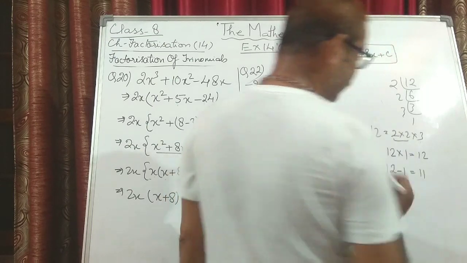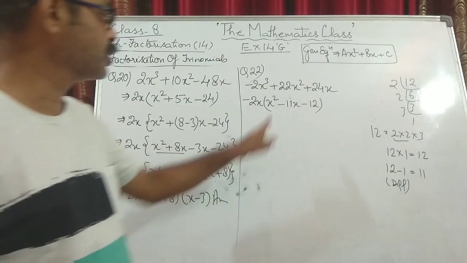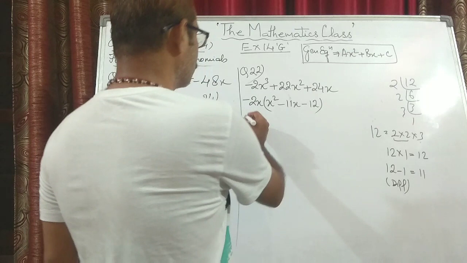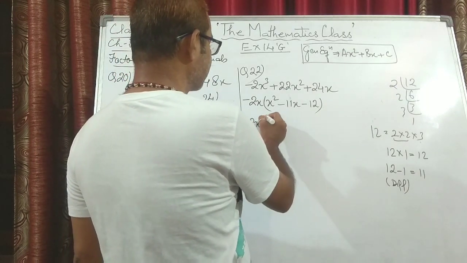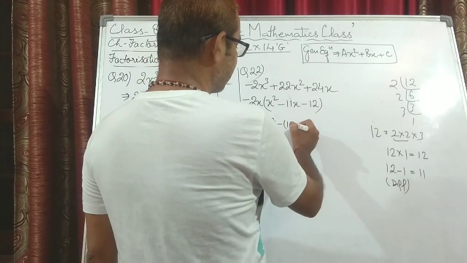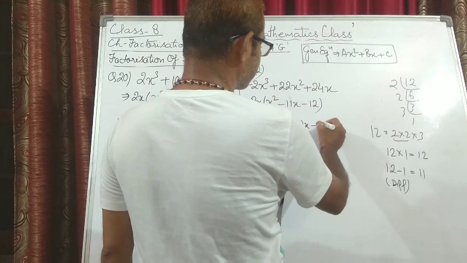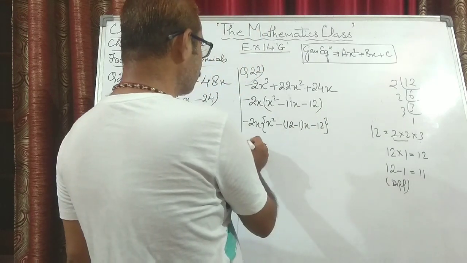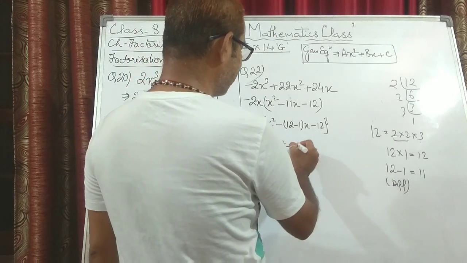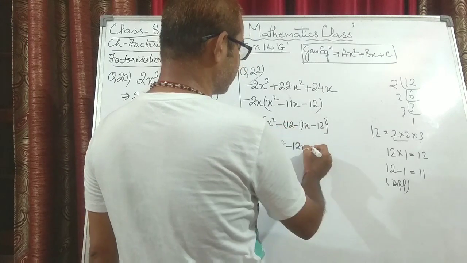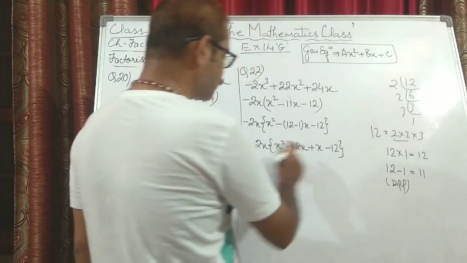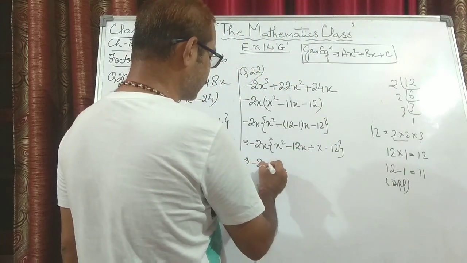And what was told, that either the sum or the difference should be equal to the middle term. Now minus 11 can be written as 12 minus 1. So here I'll write minus 2x, and here it will be x square minus 11x can be written as 12 minus 1 times x minus 12. Now when you open the bracket, it will be x square minus 12x plus 1 into x is x minus 12. Now from these two we can take minus 2x will come as it is.